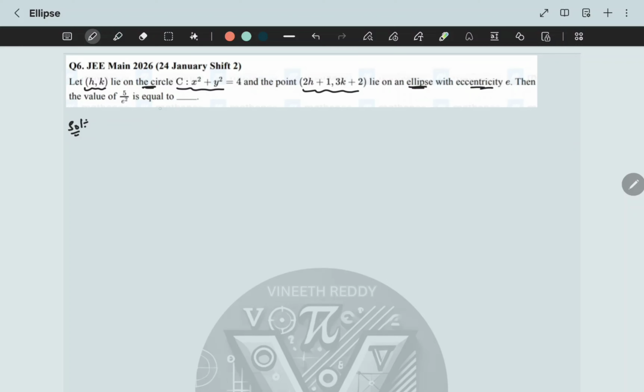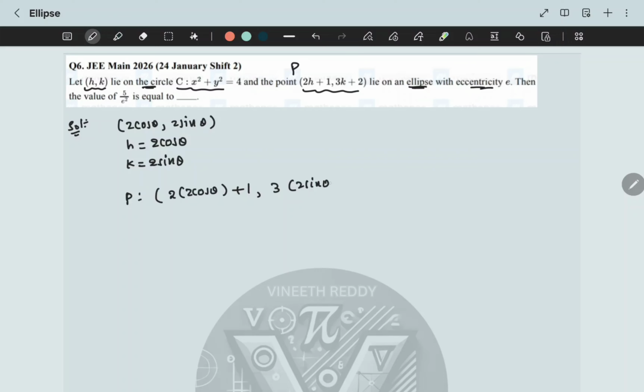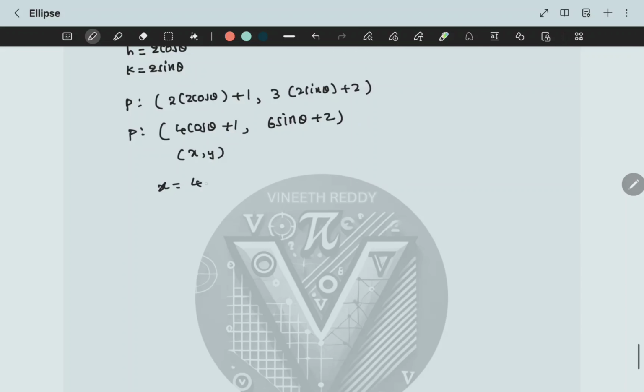See, I will say any point on the circle will be of this format, 2 cos theta, comma 2 sin theta. So let me say h is nothing but 2 cos theta and k is nothing but 2 sin theta. Now, what is this point P? Point P has the coordinates as 2 into 2 cos theta plus 1, comma 3 into 2 sin theta plus 2. So basically we have the coordinates of P as 4 cos theta plus 1, comma 6 sin theta plus 2. Let me say this is x comma y. That means x is equal to 4 cos theta plus 1 and y is equal to 6 sin theta plus 2. So can I write x minus 1 by 4 is equal to cos theta and y minus 2 divided by 6 is equal to sin theta?